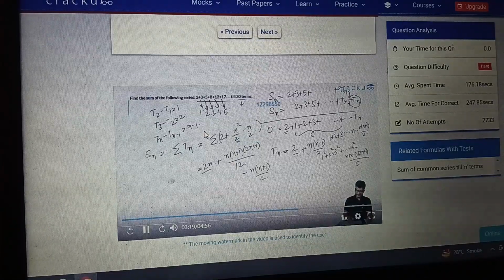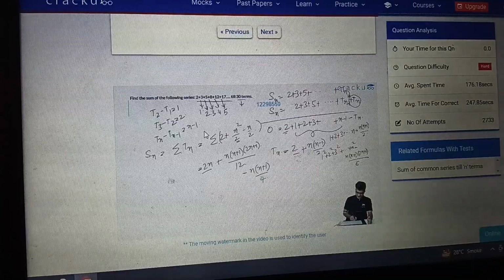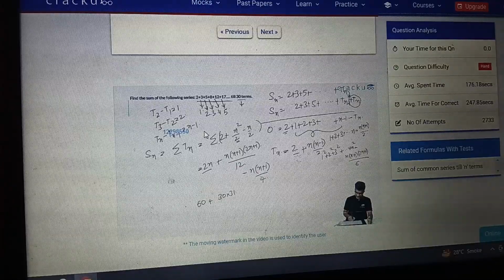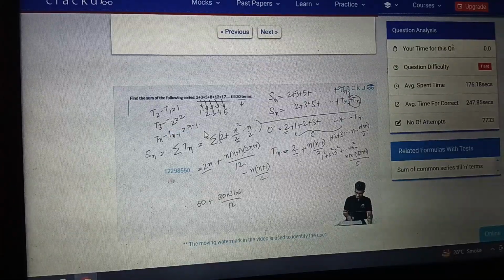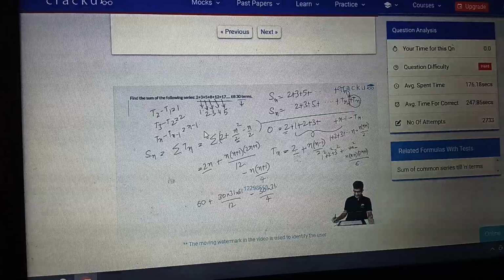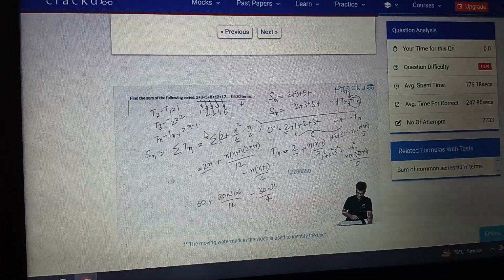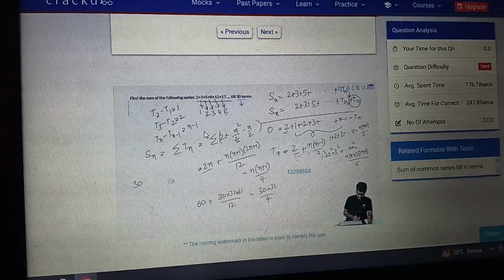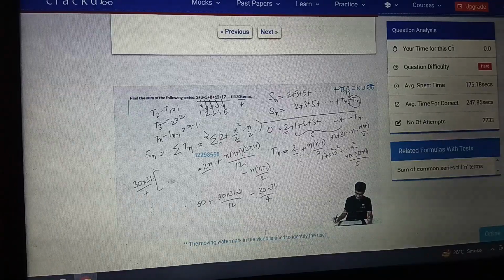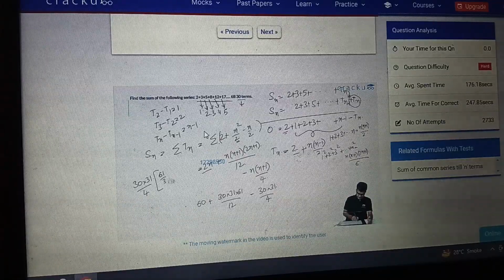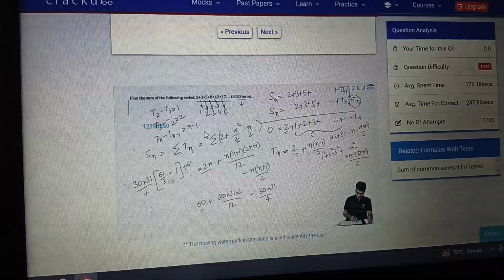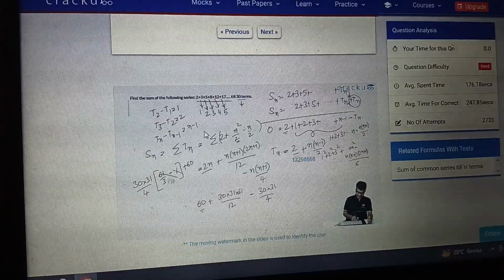Now if you substitute the value of n to be equal to 30, the required answer will become equal to 60, which is 2n, plus 30 into 31 into 61 by 12 minus 30 into 31 by 4. If you take 30 into 31 by 4 common, this will be equal to 61 by 3 minus 1, plus you have a 60 at the end. 61 by 3 minus 1 is equal to 58 by 3.